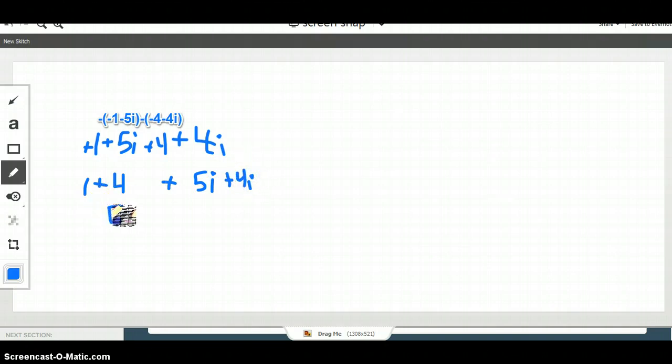So that's 5 plus 9i. That's if there's a plus or minus sign in between the two parentheses.